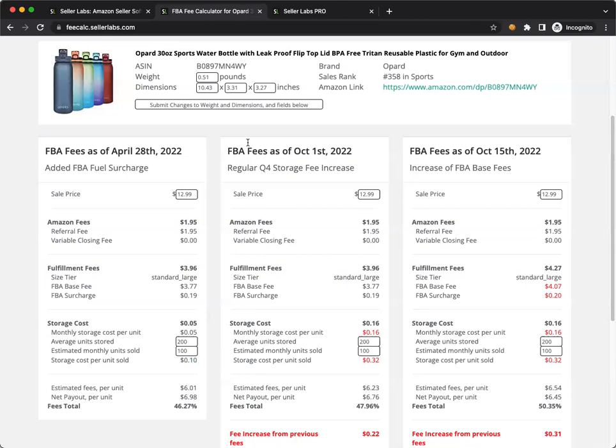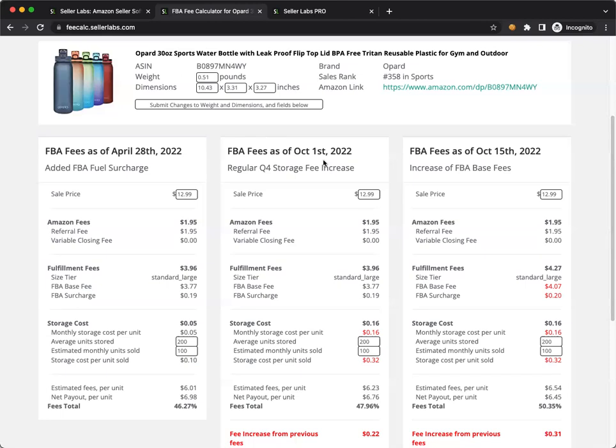Now on the next column over, we've got the fee change as of October 1st. As you know, during the fourth quarter, starting October 1st through December 31st, the storage fee increases, about triples, for storage space in the fulfillment center.